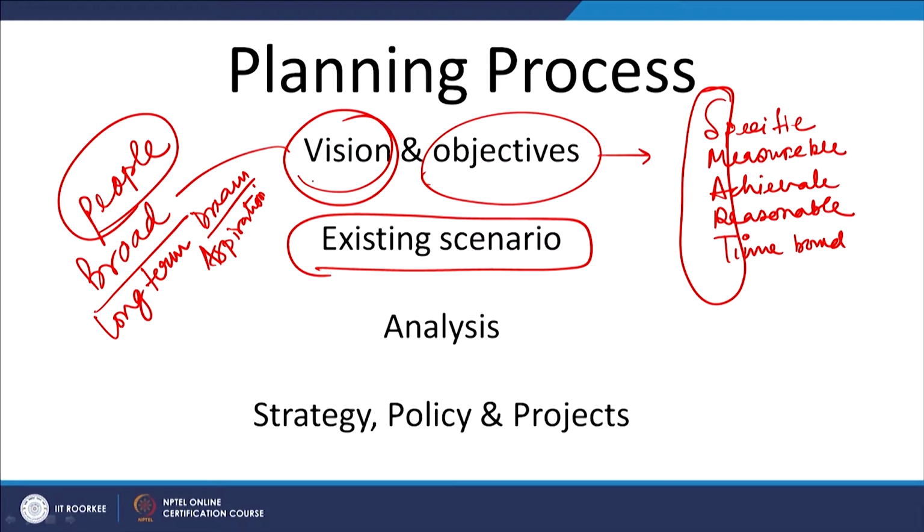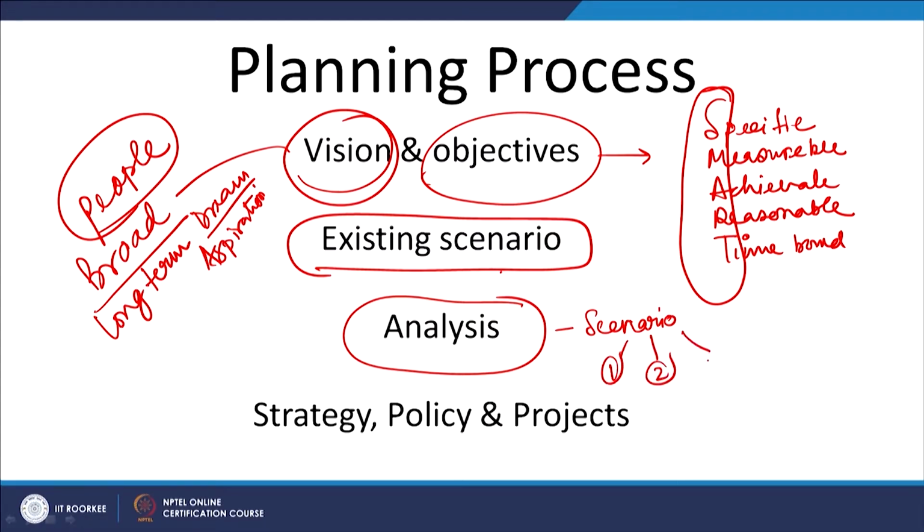Once we make the vision, objectives and existing scenario, we analyze the existing scenario and make various development scenarios: scenario 1, scenario 2, scenario 3. Based on that, we make strategies, policies and projects to reach any one of the scenarios. How to select the scenarios and the prioritization preferences depends on the overall analytical discussion within the planning framework, among elected representatives, technical persons, etc. Based on the preferred scenario or the second preferred scenario, the adequate strategies, policies and projects are framed.